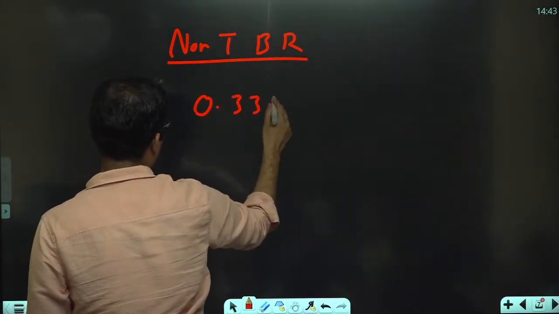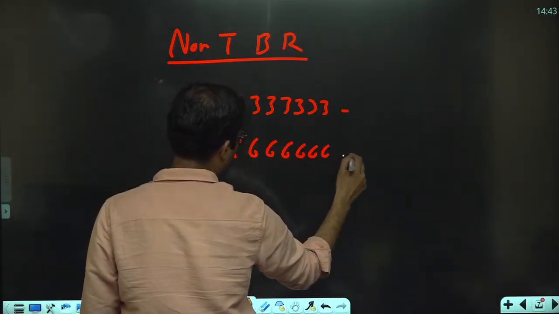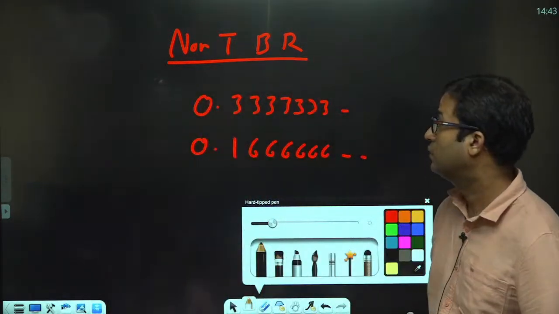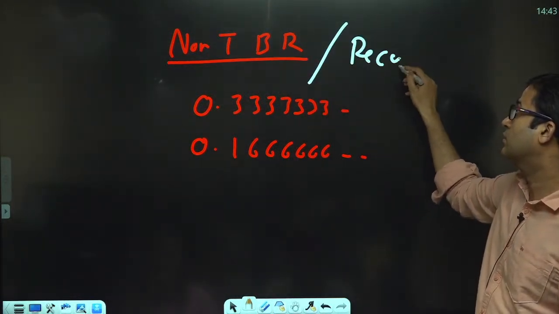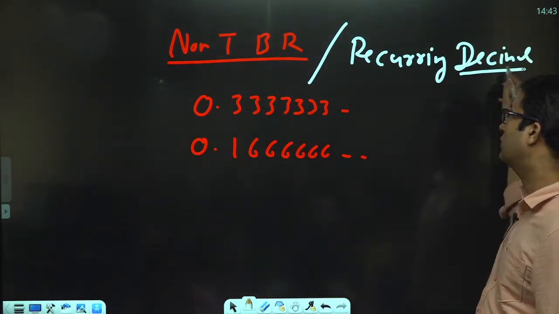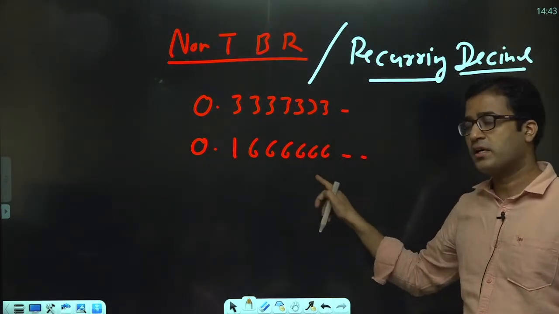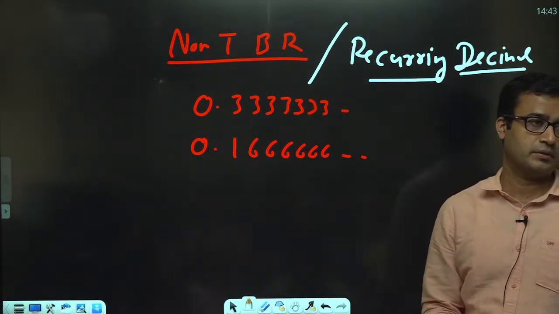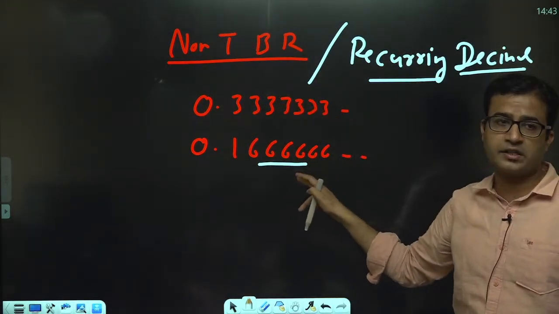Example: 0.333333, 0.16666666. These are also called recurring decimals. Here 3 reoccurs again and again. Here 6 reoccurs, 1 doesn't. It doesn't mean that after the decimal each and every digit should repeat. 1 is not repeating but 6 is repeating. Still it is non-terminating but repeating. Still it is a recurring decimal.